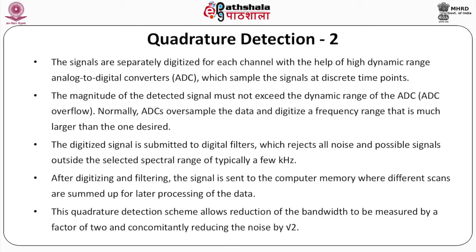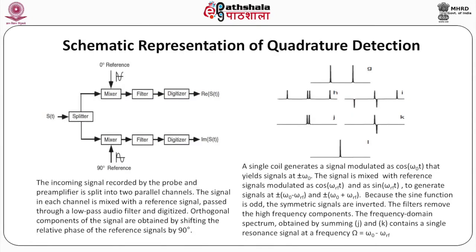This quadrature detection scheme allows reduction of the bandwidth to be measured by a factor of 2 and concomitantly reducing the noise by square root 2. So, here is the schematic representation of quadrature detection. First, let us see the hardware.